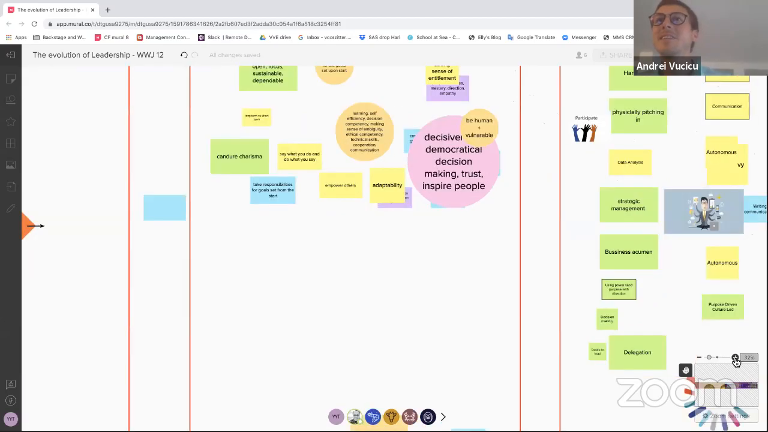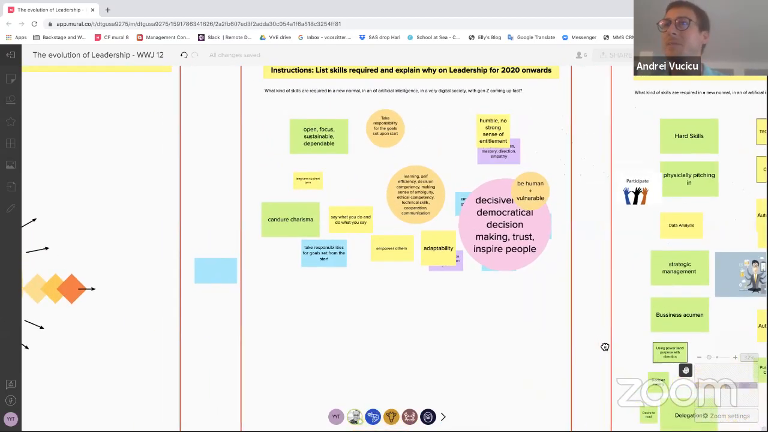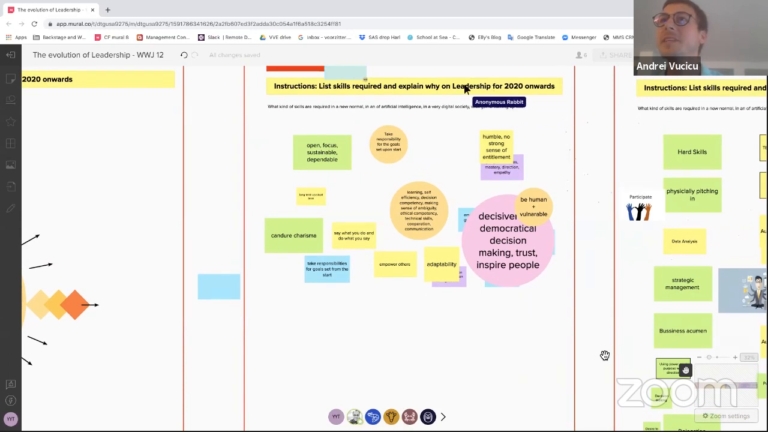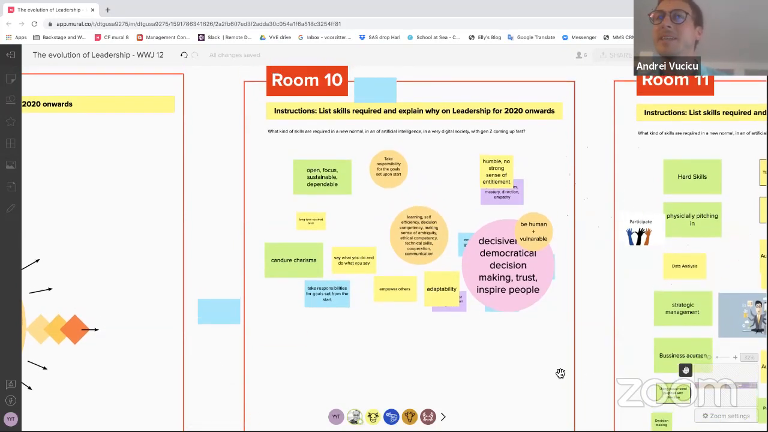So the skills that we listed for leadership in a context where AI and everything digital and Generation Z will be part of daily life. There are a lot of skills that leaders need, but first they need empathy. They need to understand the community and the challenges they have. They need to be able to adapt very quickly, and they need to be able to face ambiguity because everything changes.